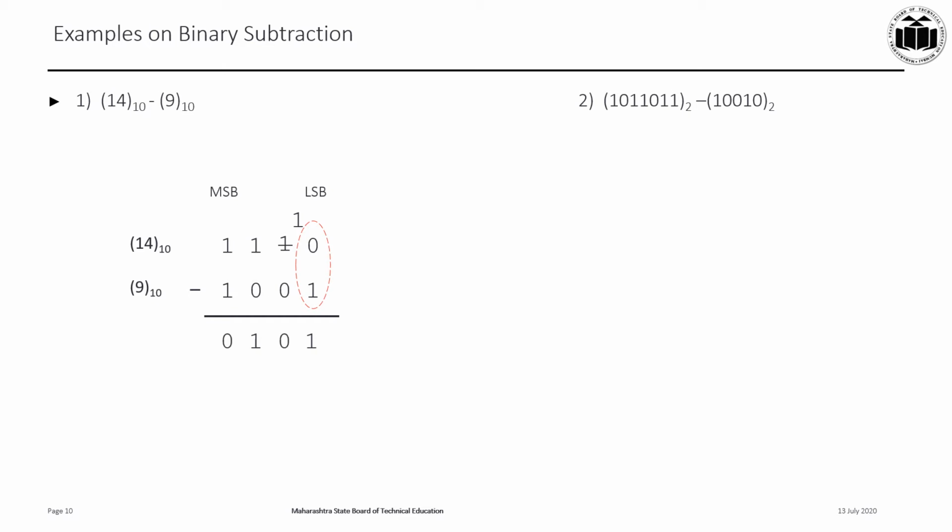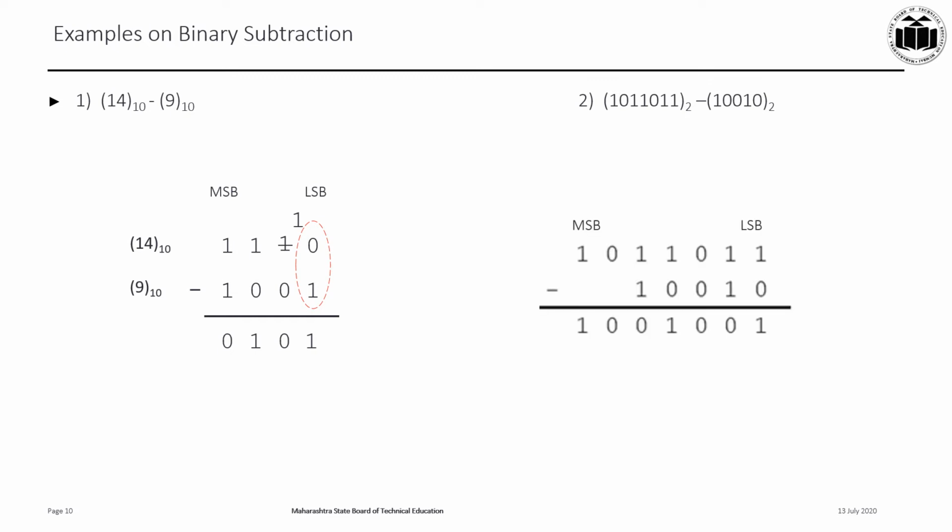0 minus 0 will give you the 0. In the next column, 1 minus 0 will be 1. And finally in the MSB column, a 1 minus 1 gives you a 0. So the answer is 0, 1, 0, 1, which is 5 in decimal number system.